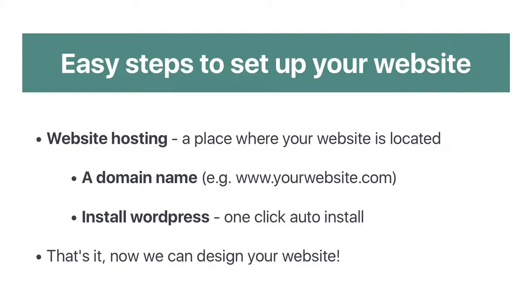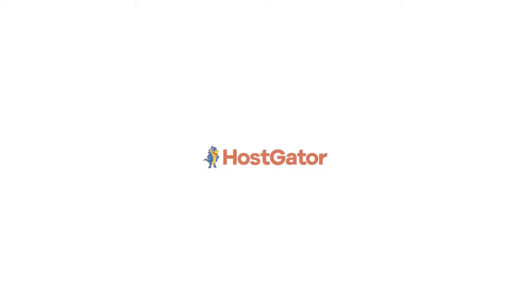And then you just need to install WordPress on your website, and I'll show you exactly how to do it. It's super easy. It's literally just one click and it'll be installed. So that's all you need to do. You need hosting, you need a domain name, and you need to install WordPress. And then once all that's done, we can get onto the fun part, which is designing your website and making it look awesome. For today, we're going to use Hostgator as our website host because they're one of the cheapest, and I know a lot of you guys want to save money.